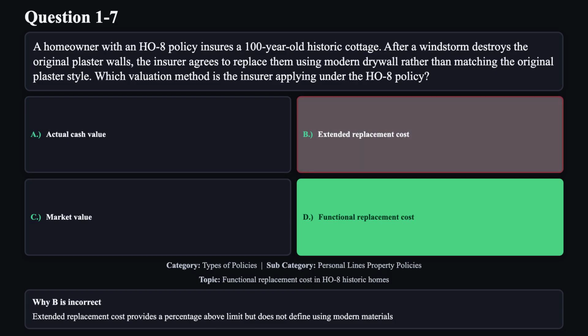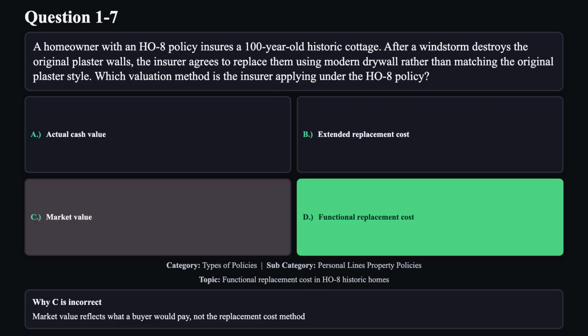Reason B is not correct. Extended replacement cost provides a percentage above limit but does not define using modern materials. Reason C is not correct. Market value reflects what a buyer would pay, not the replacement cost method.